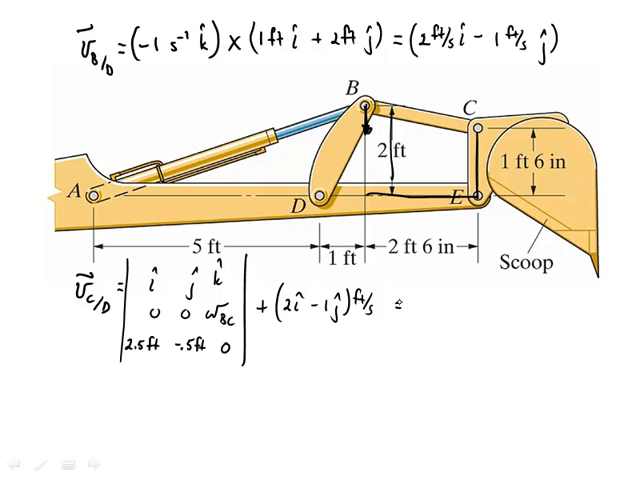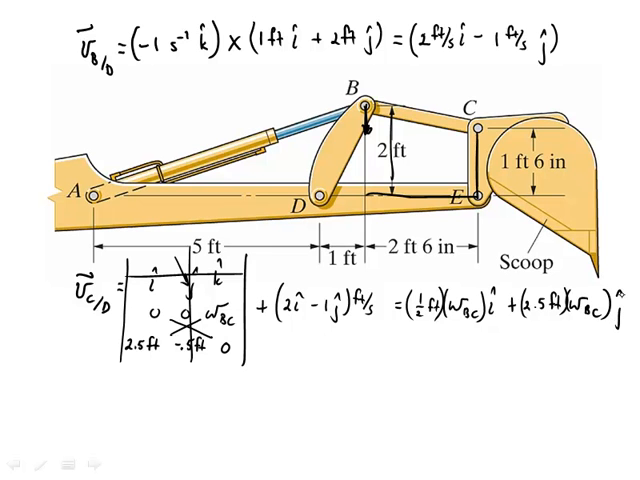So this is going to equal 1/2 foot omega BC in the i hat direction. Okay, that comes from crossing out my i, I get 0 minus a minus, because there's a negative sign there, 0.5 feet times omega. Cross out my j, I'm going to get 0 minus 2.5 feet, but then j is negative, so plus 2.5 feet omega BC in the j hat direction plus 2i minus 1j feet per second.